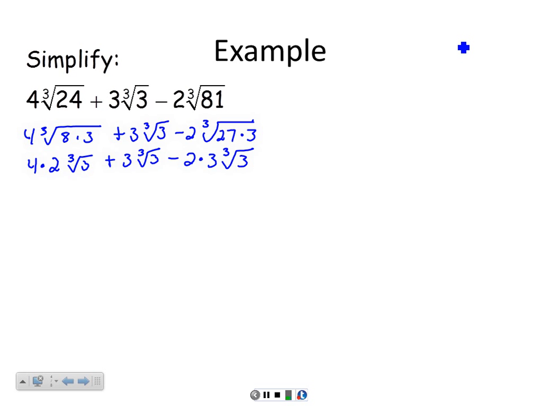Finish the multiplication, so we'll have 8 cube roots of 3 plus 3 cube roots of 3 minus 6 cube roots of 3. Now all of our radicals are the same, so we are just going to put together these coefficients. So we're going to have 8 plus 3 minus 6 is going to give us 5. So we're going to have 5 cube roots of 3.